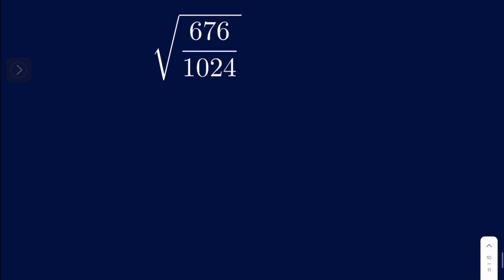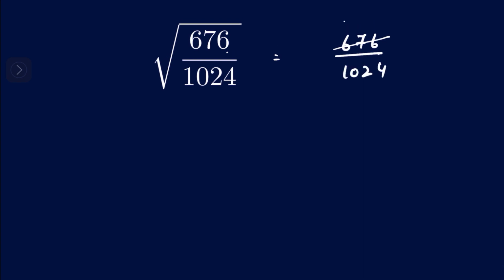Let's check with a bigger fraction. 676 upon 1024. Now both the numbers have unit digit 6 and 4, which is an even number. So it is divisible by 2. So we will try to reduce the fraction first. 676 upon 1024 divided by 2. 2 times 3 is 6, 2 times 3 is 6, and 2 times 8 is 16. 1024 divided by 2 gives you 512.